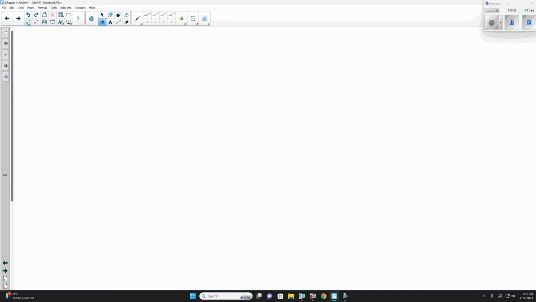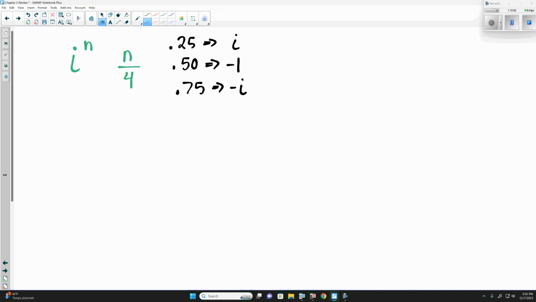Next part, powers of i. If we want to find the powers of i to any power of n, all we need to do is take the power and divide it by 4. If the decimal comes out to be 0.25, it reduces to i. If the decimal is 0.50, it is negative 1. If the decimal is 0.75, it's negative i. And if the decimal is 0.00 or there is no decimal, it reduces to 1. It will reduce to one of these 4.